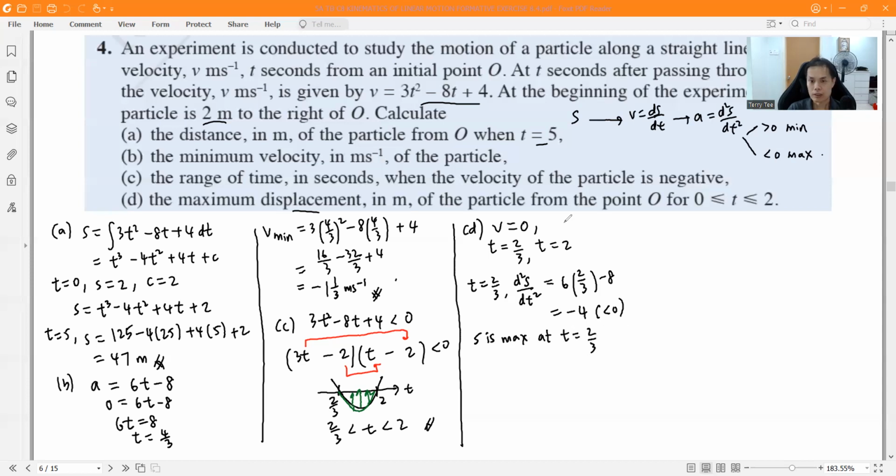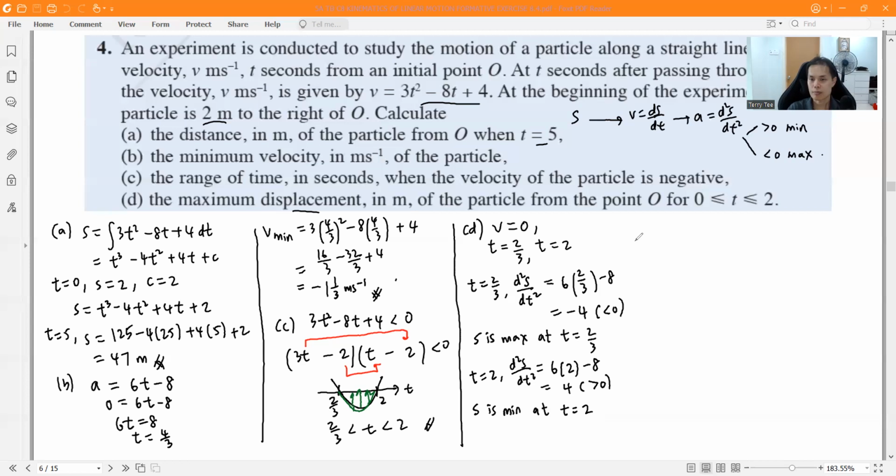Now, actually, you don't have to do the other one already. But if you want to validate, we'll do d2s/dt squared, which is your a. So let's do one more time. Now, what we have to do is to put 2 inside. This will give us positive 4, more than 0. Okay, and we say S is minimum at t equals 2.